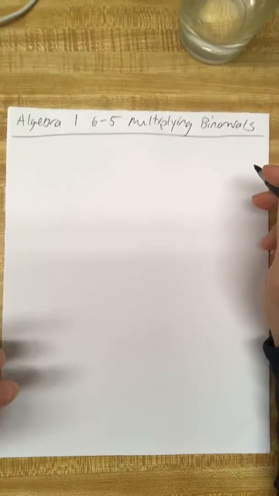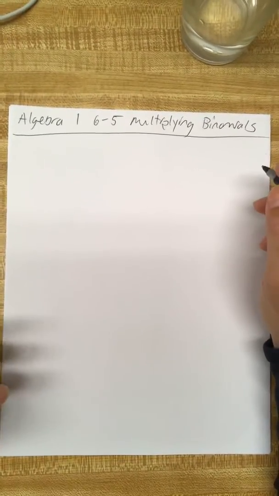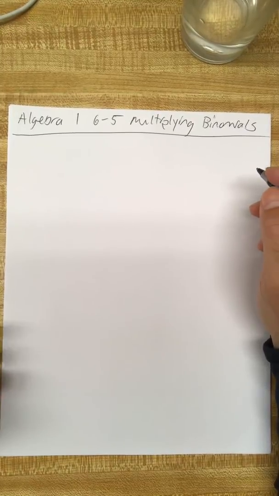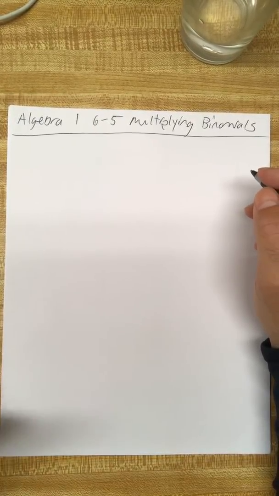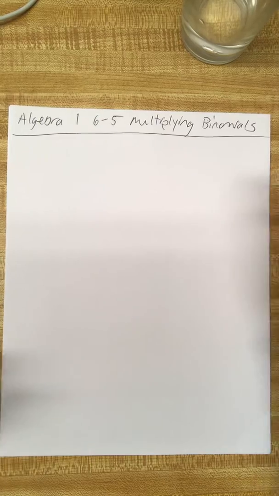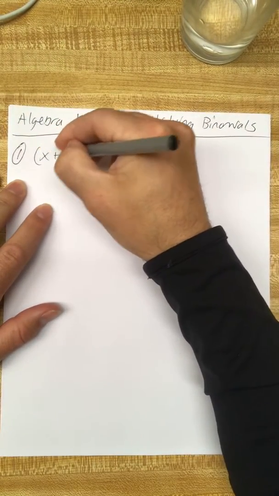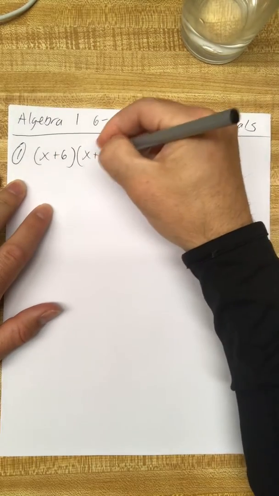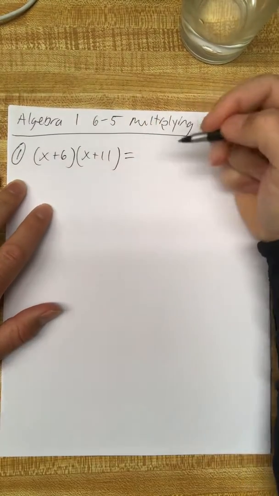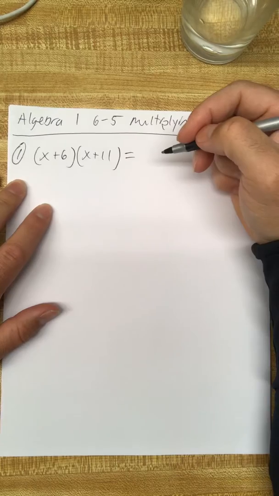All right, so to wrap things up here for the week, finish up multiplying binomials here. I want to kind of go over one of each type of problem that you might see here. So again, the most basic type you're going to see is something like this: x plus 6 times x plus 11. Everything's positive, not too much going on here.